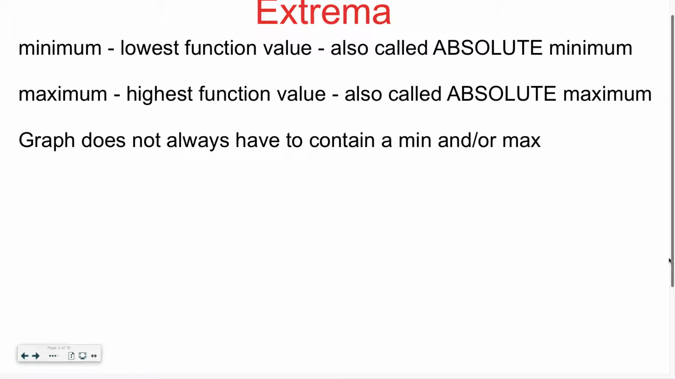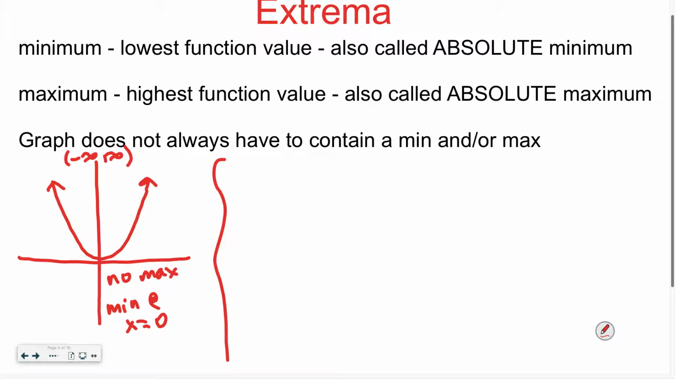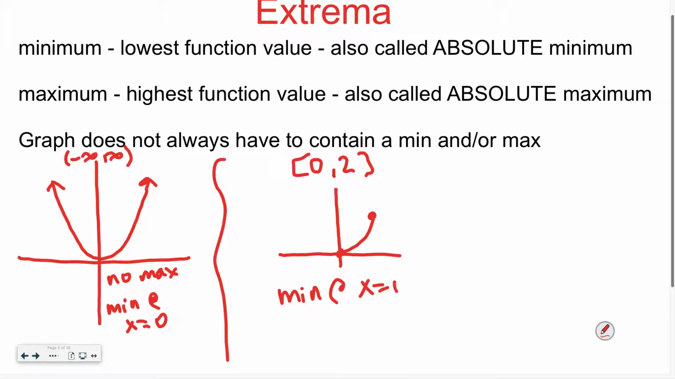Okay, so let's talk about this graph right here. This is the graph of y equals x squared, and I graphed it for all real numbers. Does this have a maximum? No. But does it have a minimum? Minimum at x equals 0. Well, let's take this graph and graph it from 0 to 2. Now what do we have? We have both. We have a minimum at x equals 0 and we have a maximum at x equals 2.